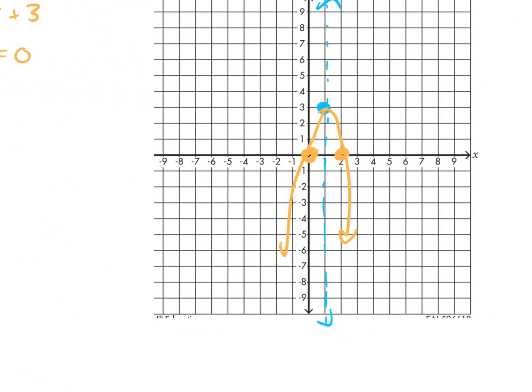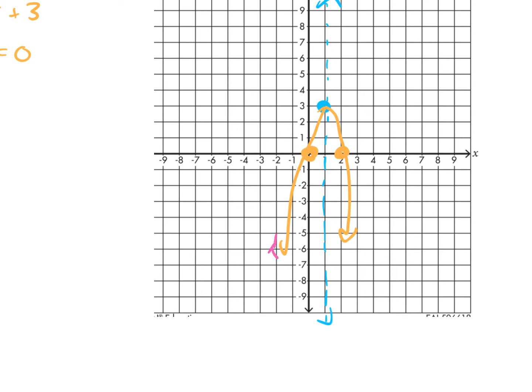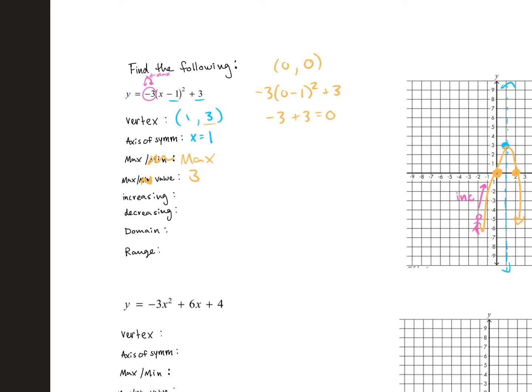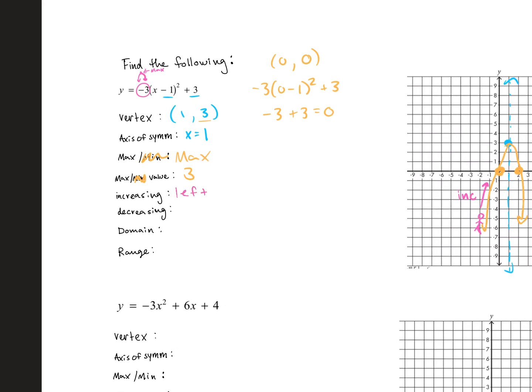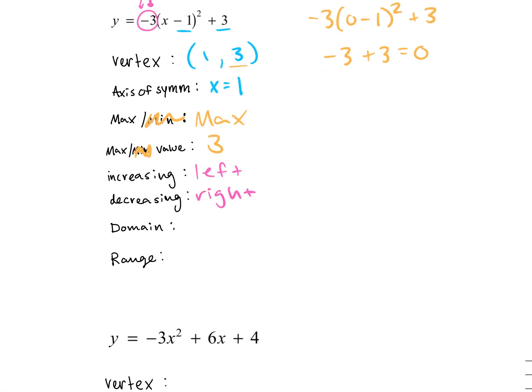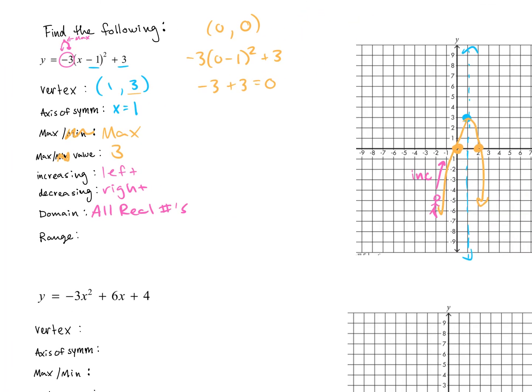Now let's see where we're increasing and decreasing. To tell, we always start at the left, just like you read from left to right. Would I be walking uphill or downhill? Up. So I'd be increasing on the left and decreasing on the right. What's my domain? Always all real numbers. And what's my range? So negative infinity because it goes down in the negative direction and then it ends at 3.